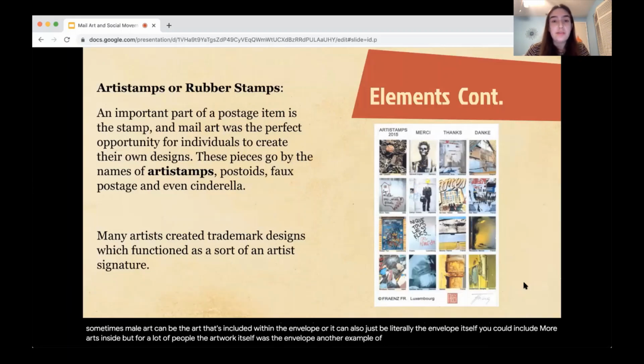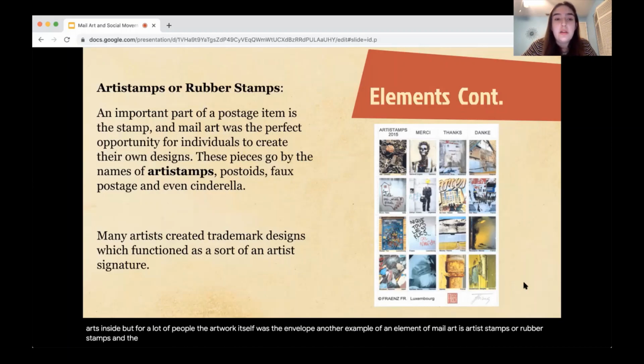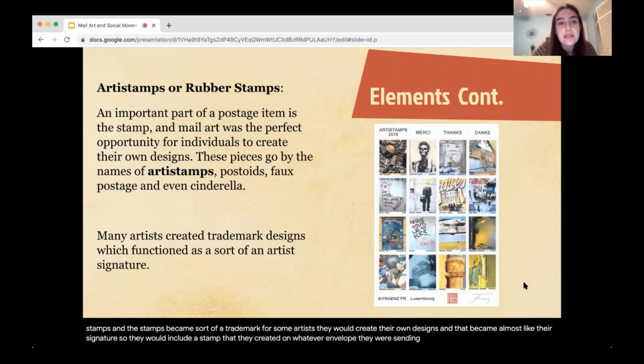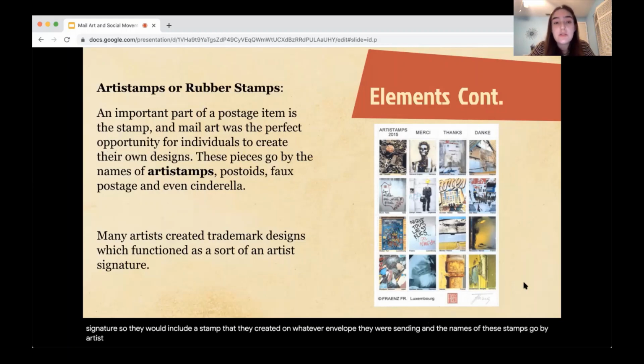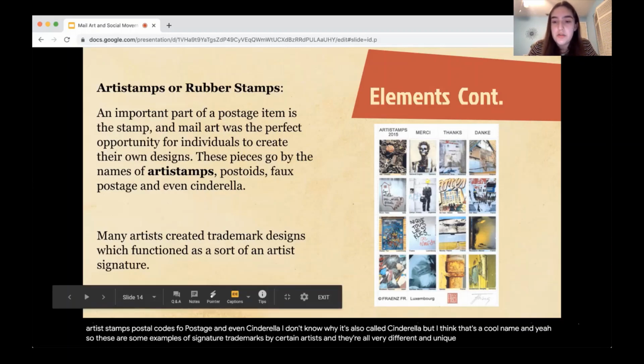Another example of an element of mail art is artist stamps or rubber stamps. The stamps became sort of a trademark for some artists. They would create their own designs, and that became almost like their signature. So they would include a stamp that they created on whatever envelope they were sending. The names of these stamps go by artist stamps, postoids, faux postage, and even Cinderella. I don't know why it's also called Cinderella, but I think that's a cool name. These are some examples of signature trademarks by certain artists, and they're all very different and unique, which is pretty cool.